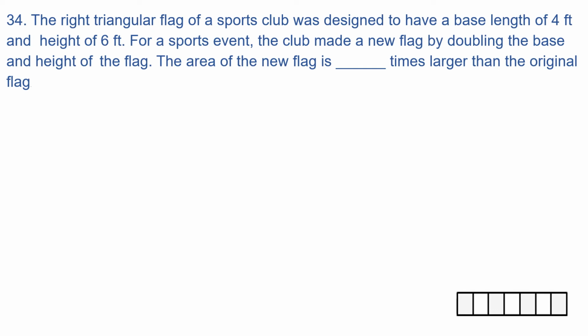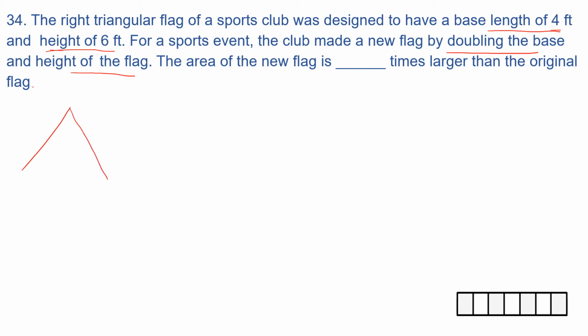Number 34 says the right triangular flag of a sports club was designed to have a base length of 4 feet and a height of 6 feet. For a sports event, the club made a new flag by doubling the base and the height of the flag. The area of the new flag is blank times larger than the original flag. So let's find the area of each flag. The original flag was designed with 4 feet for the base and 6 feet for the height.